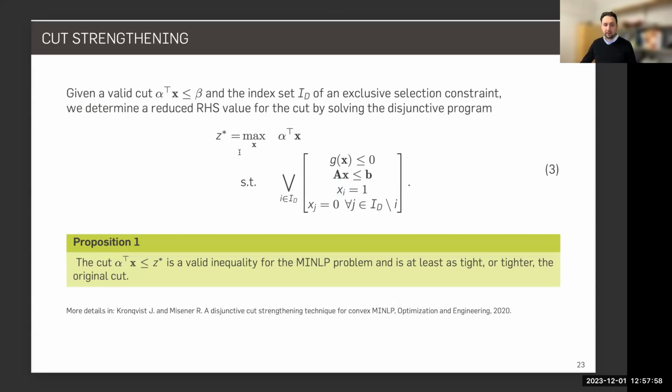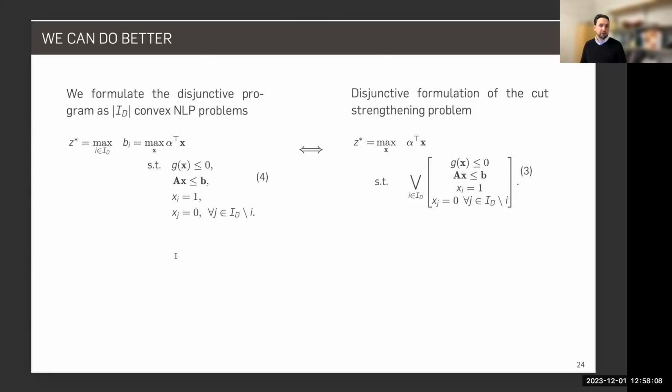If we solve this, we can obtain a stronger cut. In the worst case, it's not stronger than the original cut, but in practice, it can be a lot stronger. But we can do better. First of all, we don't want to solve this problem as a disjunctive program. Instead, we want to consider this as independent convex MILP problems. We are just listing the different combinations of the binary variables and solving these completely independently. This can be done in parallel.